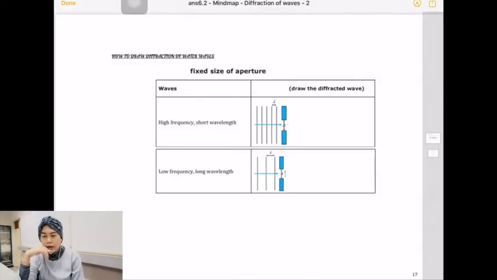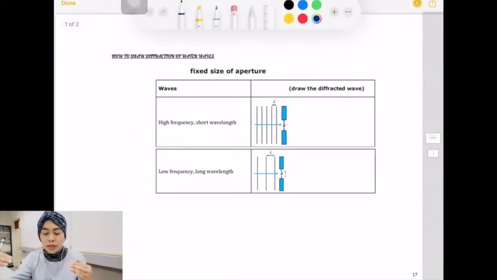Now we're going to look at how to draw this diffraction pattern. First, you need to know whether it is more obvious or less obvious. In this case, for a fixed size of aperture but different wavelengths, you've got a shorter wavelength and a longer wavelength. The effect of diffraction will be more obvious for the longer wavelength and less obvious for the shorter wavelength. So first you draw the direction that is spread out. The direction for the longer wavelength has to be more spread out, and for the shorter wavelength it should be less spread out.